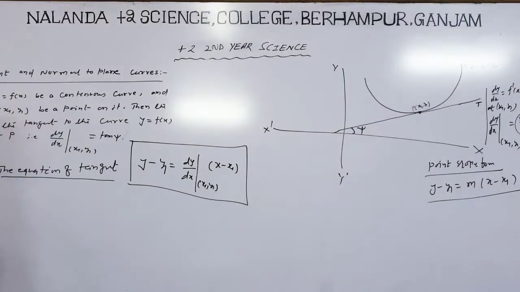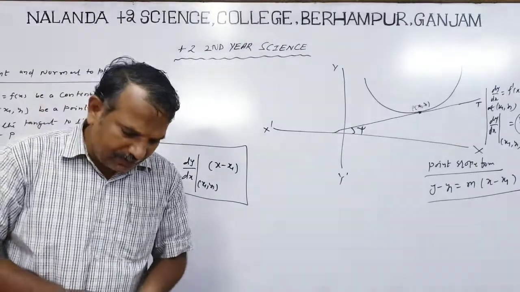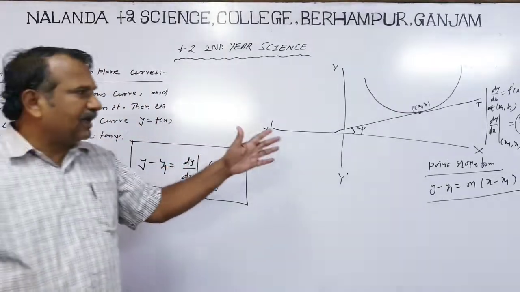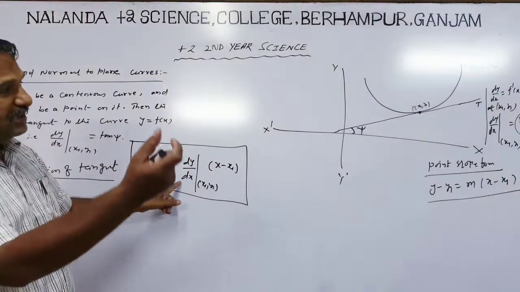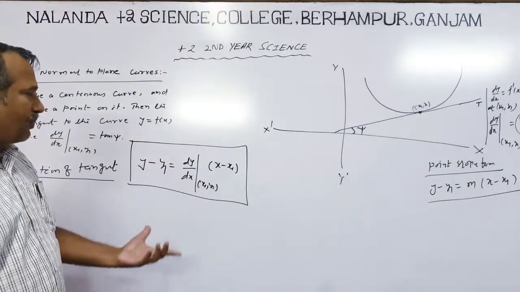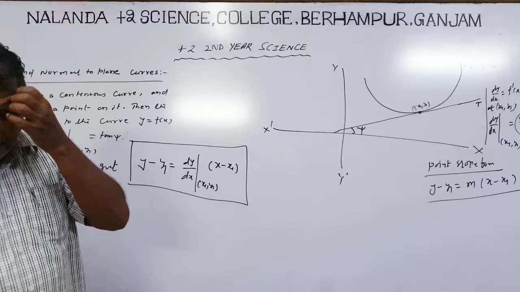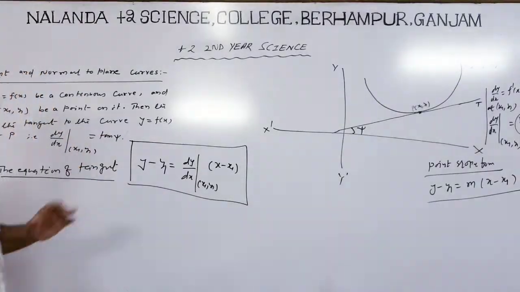For finding the equation of tangent, one curve must be given, one point is given, then find the derivative dy by dx. Point is given, now substitute, find out the slope, then find the equation of tangent. This is for finding the equation of tangent.